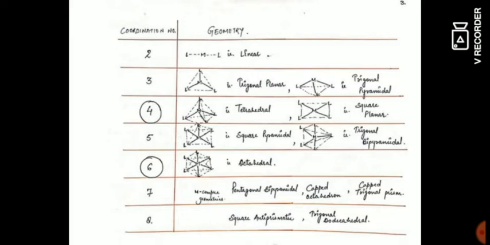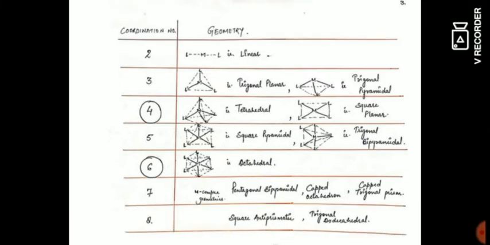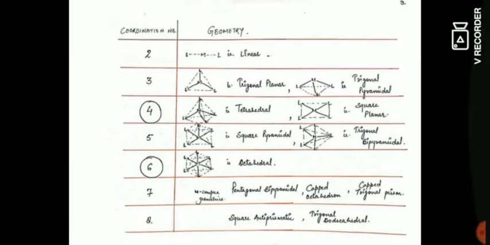Now next, number 7 is more complex geometries. These belong to higher education, so we will not discuss them here, but I will give you the basic concept. It could be pentagonal bipyramidal, it could be capped octahedral, it could be capped trigonal prism. Next, same as square anti-prismatic, and it could be trigonal octahedral also. Have a look at the next slide please.